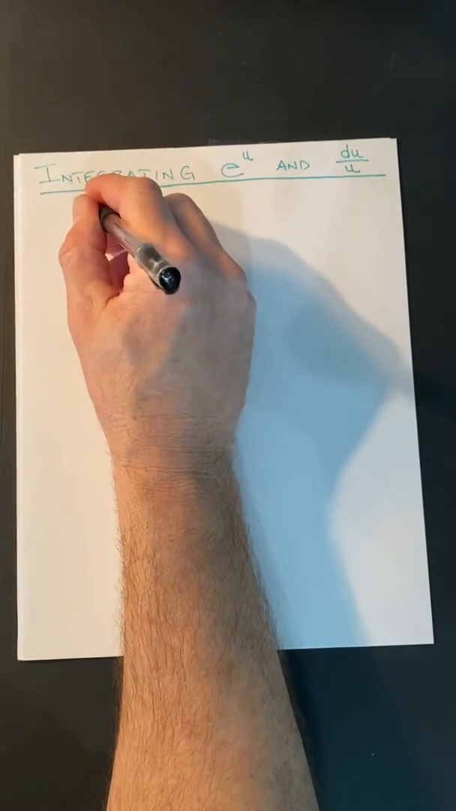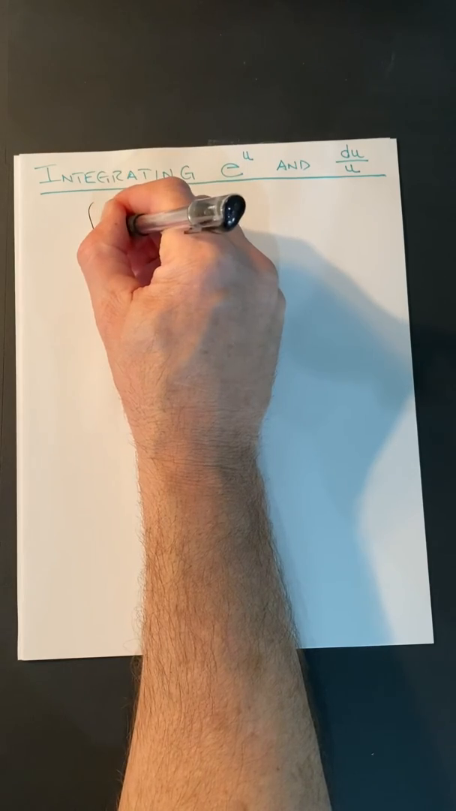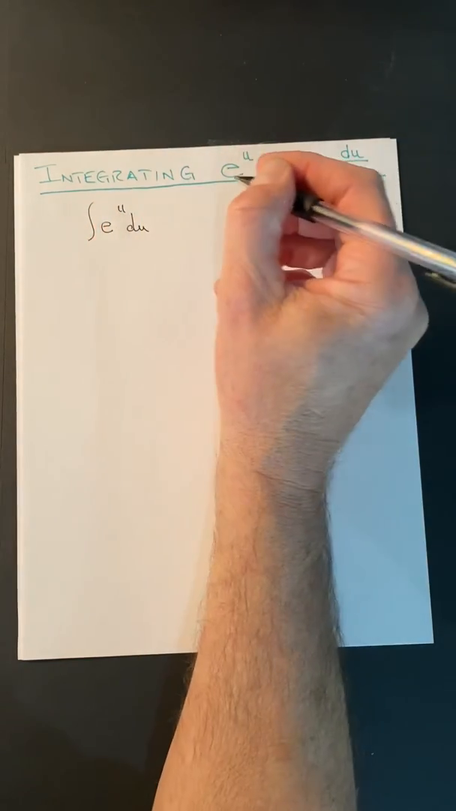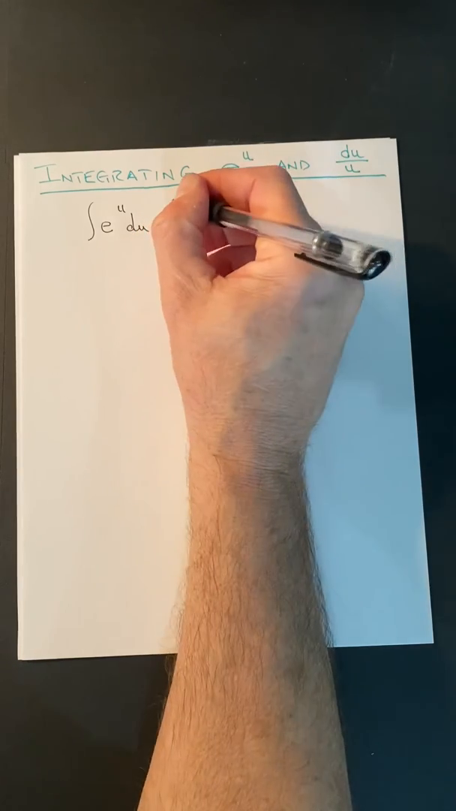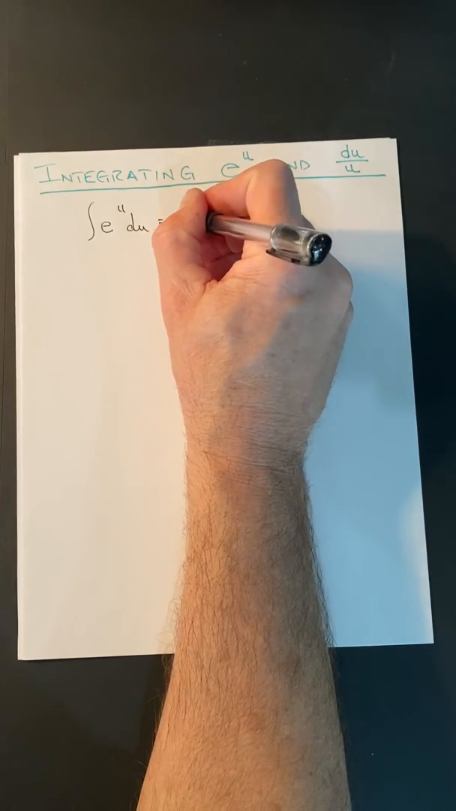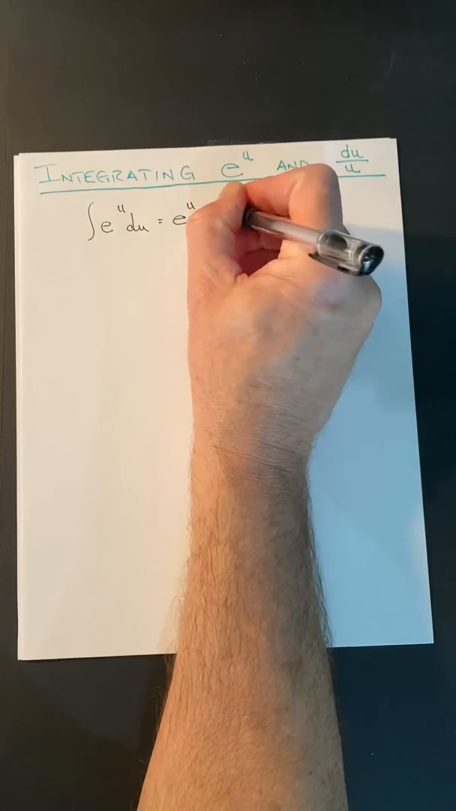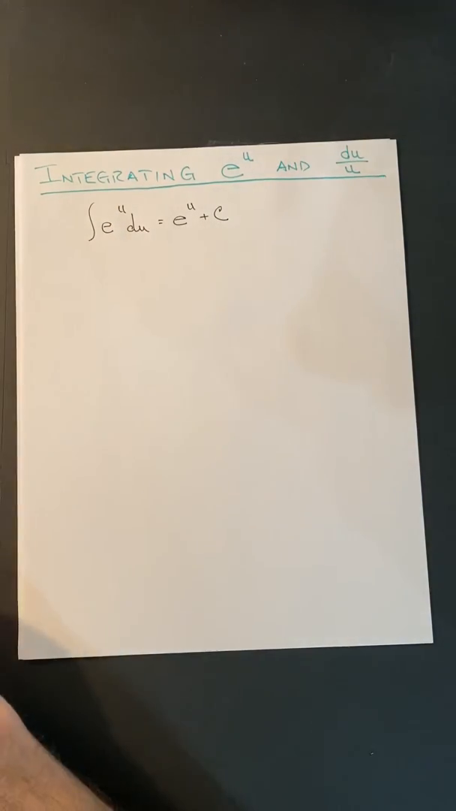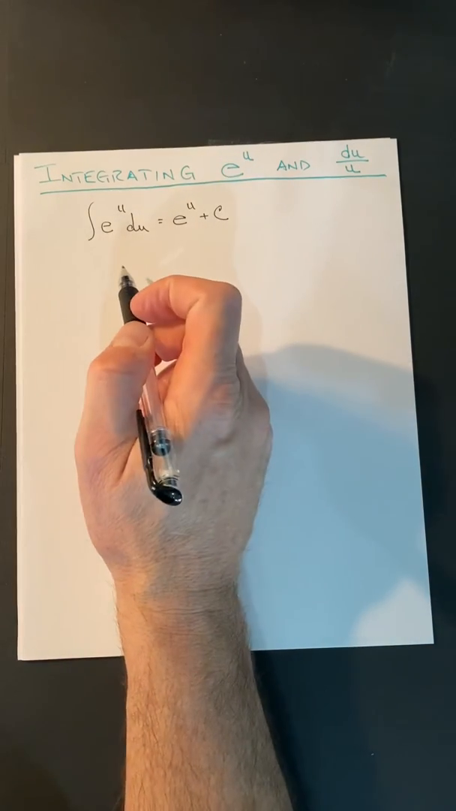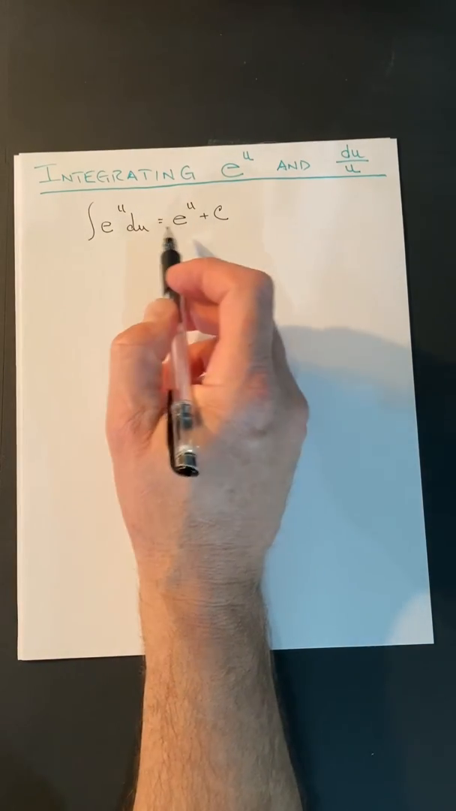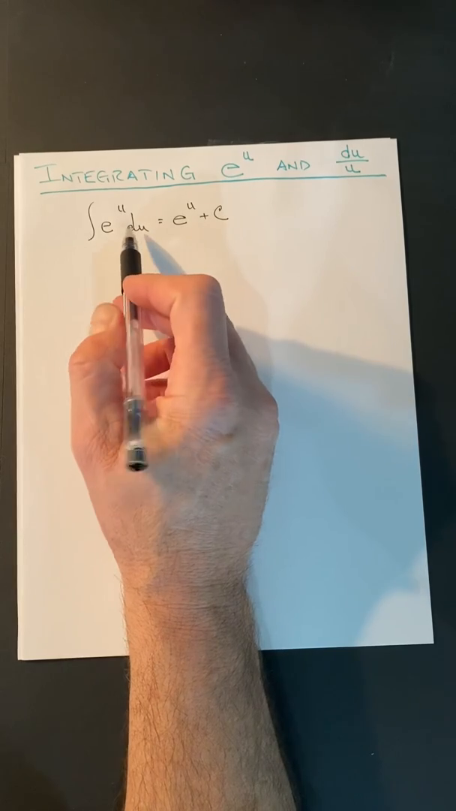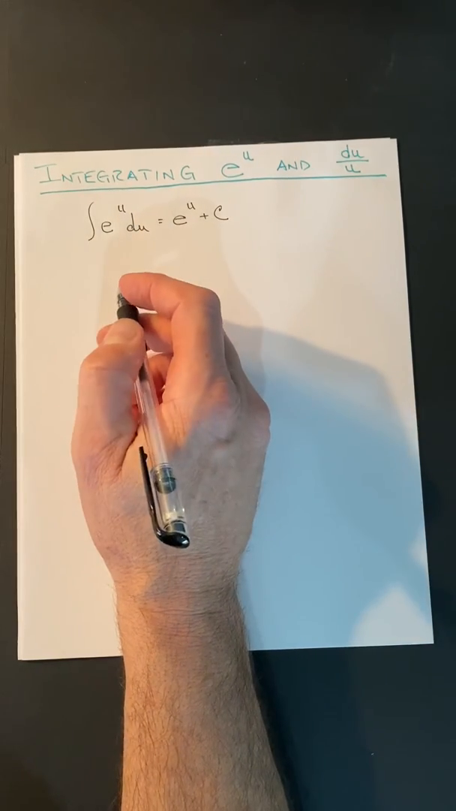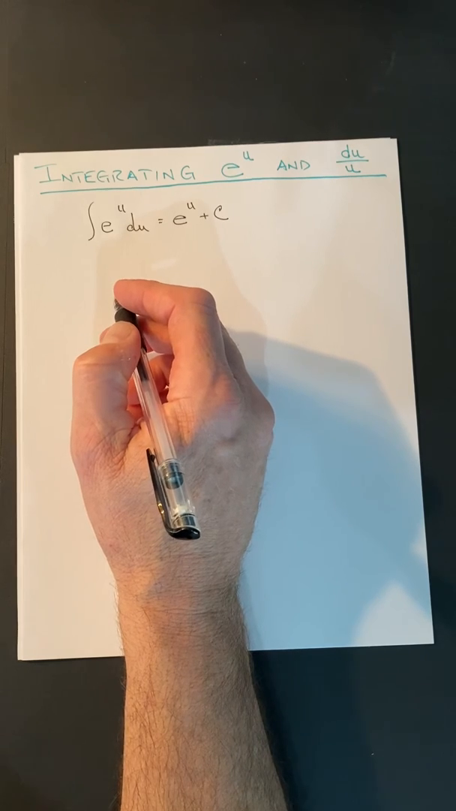So our first formula is if I'm integrating e^u du, that's simply going to be e^u plus c, okay? So we're going to go through some examples of just exactly how this would work, because we're going to have to do substitution. It's not just as simple as that particular one seems, okay?